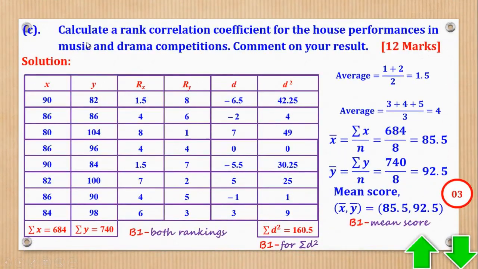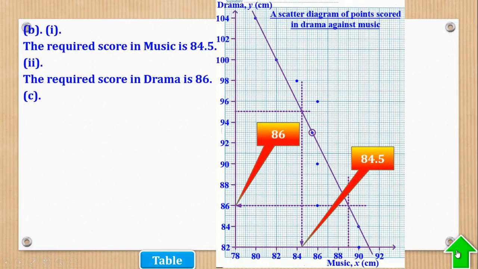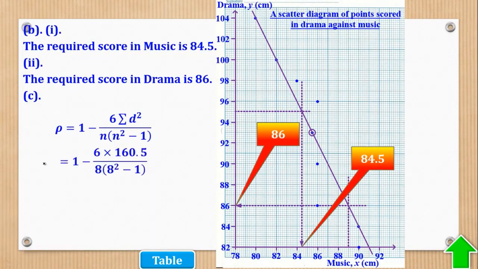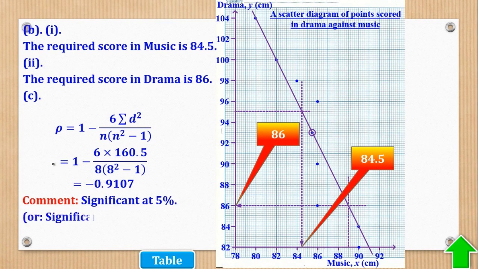Part C, they wanted the rank correlation coefficient for the performances in music and drama. So quote the formula. This formula is available in the logbook. Substitute and get the output. The output has to be in decimal places. Then you can comment. So either use that or that. So how does this come about?